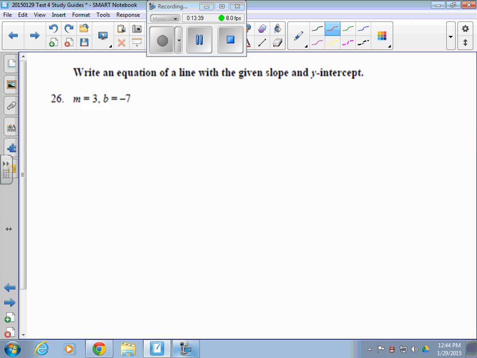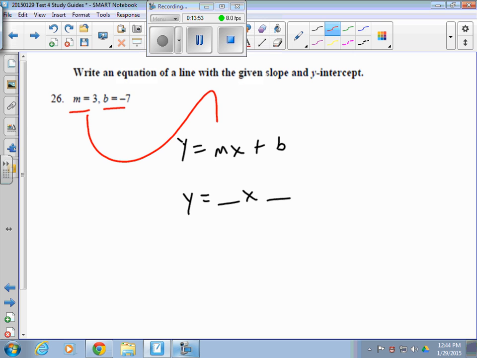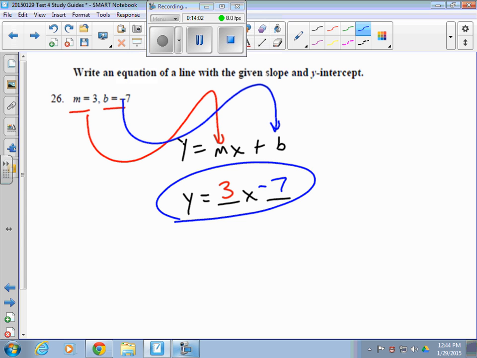Write an equation of a line with the given slope and y-intercept. You got a slope and you got a y-intercept, so let's write it in slope-intercept form. No reason to write anything else. Y equals mx plus b. M is 3, so we're going to put 3 right there. B is negative 7. We'll put minus 7 right there. 3x minus 7.